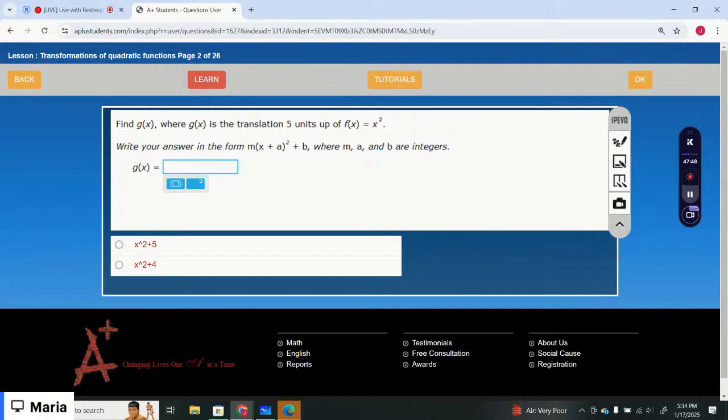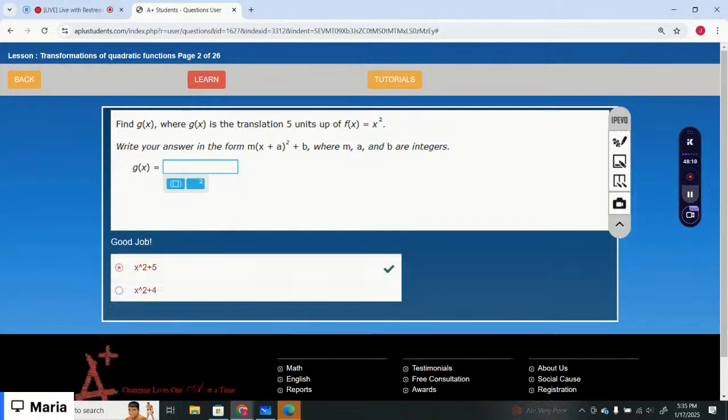Find g of x where g of x is the translation 5 unit up of f of x equals x squared. So which is the correct option? The correct option is option number 1. That is x squared plus 5 because that is translated 5 units. So that would be added to the function.